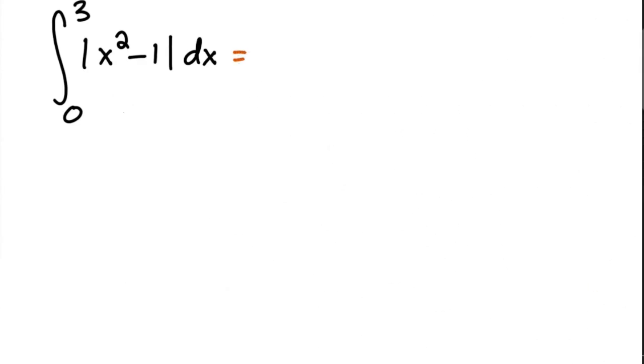Okay, so to find this integral, we have to figure out where this function x squared minus 1 is positive and negative. So let's find the zeros first. Now this one is easy to find the zeros. This is at plus and minus 1. You bring the 1 over, get the square root of both sides.